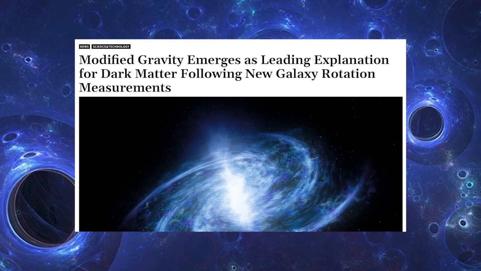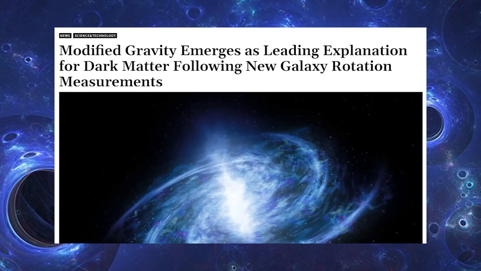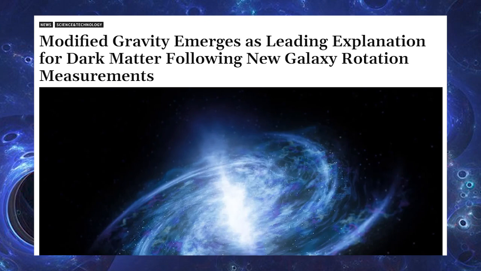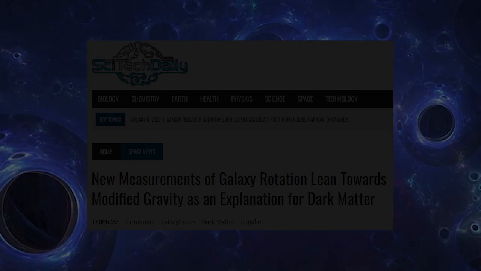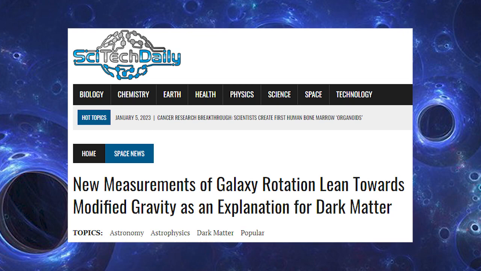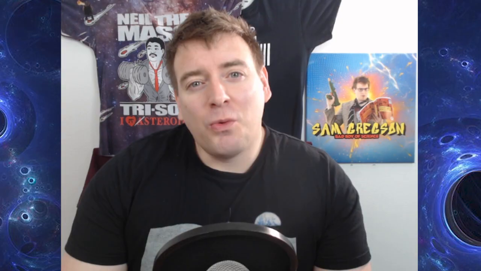SciTech Daily fanned the flames this week with a highly controversial piece suggesting that a niche gravitational theory known as MOND, or modified Newtonian dynamics, had become the leading explanation for dark matter and measurements of galactic rotation. This was not well received by experts in the field. SciTech Daily later rode back to another frankly awful headline, but the modified gravity horse had bolted. So, what was going on here?